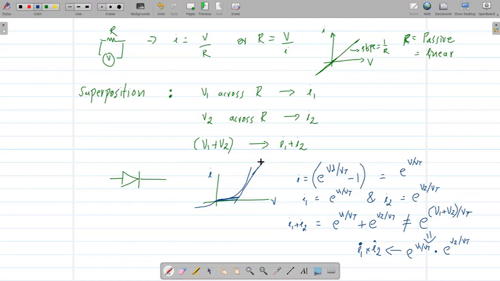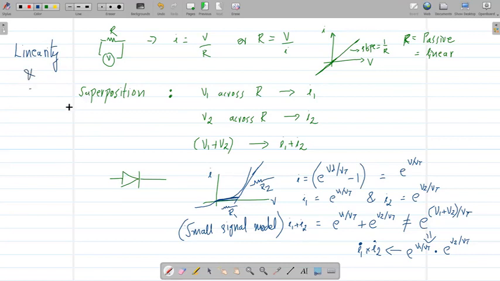So in network theory, if you want to use a diode, you would have to replace the diode by a piecewise linear model. And then you can say that it has two different resistance values in two different regimes, R1 and R2. And then you can plug in R1 and R2 into the circuit and then evaluate it. And we had a word for this. We call this the small signal model. So this is all about linearity. So we've discussed linearity and a little bit of superposition.